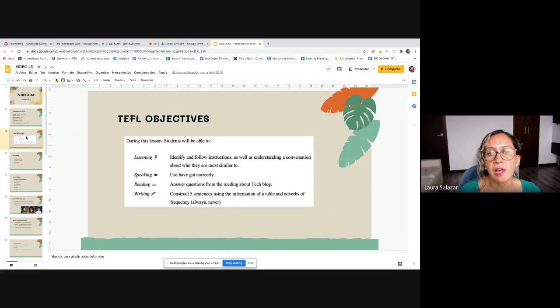The TEFL objectives. During these lessons, students will be able to, for listening, identify and follow instructions as well as understand a conversation about who they are most similar to. For speaking, use have got correctly. For reading, answer questions from the reading about tech block. For writing, construct 5 sentences using the information of the table and adverbs of frequency, like always and never.